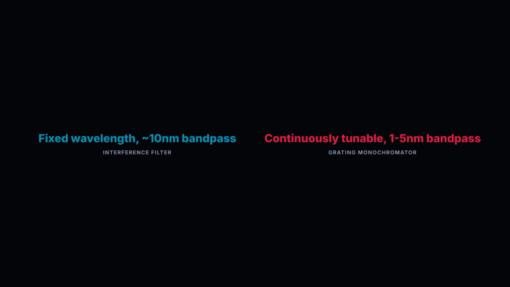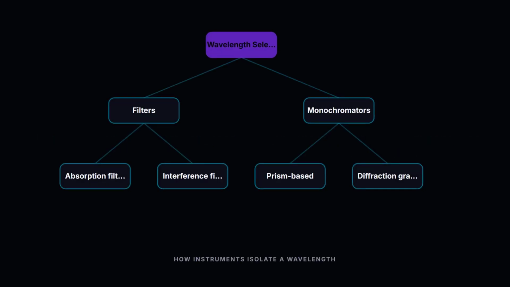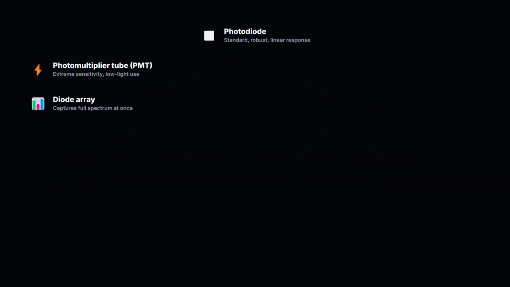Zoom out and wavelength selection splits into a clear family tree. Filters, either broad absorption glass filters or narrower interference filters, versus true monochromators, built around either a prism or, far more commonly today, a diffraction grating. On the detection side, silicon photodiodes are the standard workhorse, robust, linear, inexpensive. Photomultiplier tubes step in when you need extreme sensitivity to faint light like nephelometry, and diode arrays capture an entire spectrum simultaneously, all in one exposure.